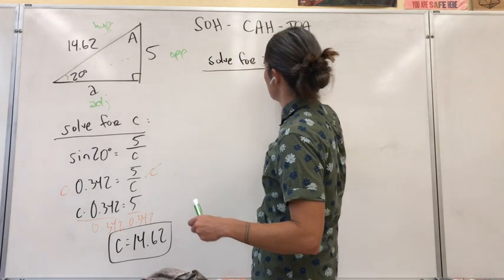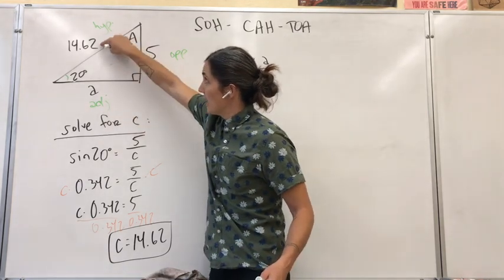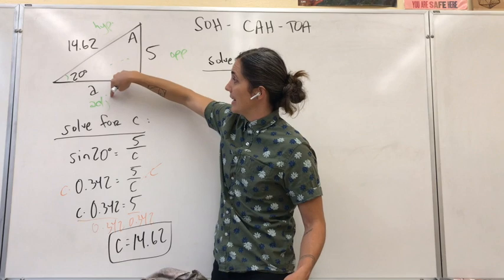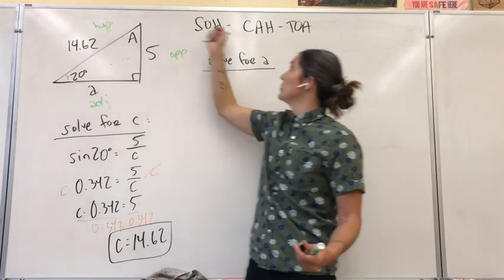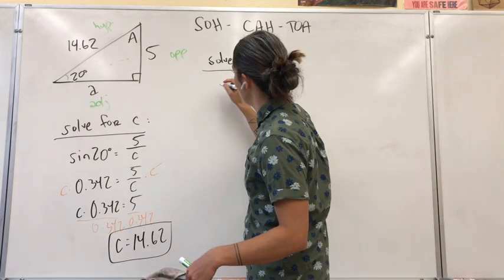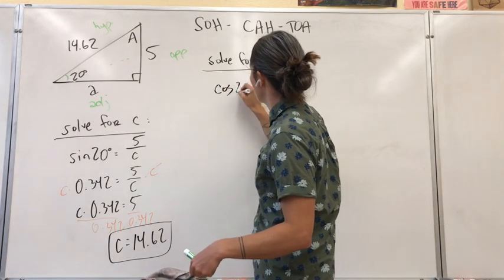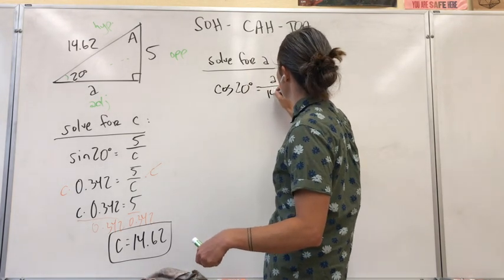And usually the most basic way you would do it. I'm going to work with the side we just found, the hypotenuse, and I need to know the adjacent side. So looking for adjacent and hypotenuse tells me I need to use cosine. So this time my equation setup would be that the cosine of 20 degrees is equal to adjacent over 14.62.